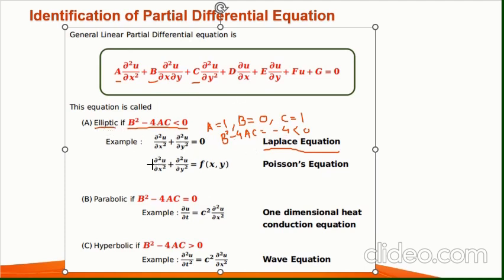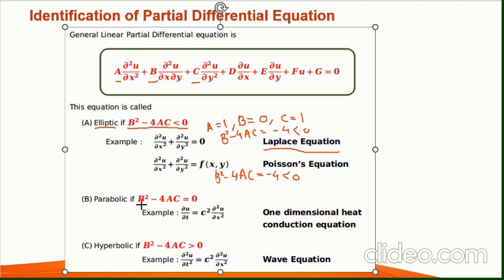Next we have a second equation in which again we have ∂²u/∂x² + ∂²u/∂y² = f(x,y). It is a well known Poisson's equation. For this equation also B² − 4AC equals −4. Again it is less than 0, so this Poisson equation is also a type of elliptic equation.